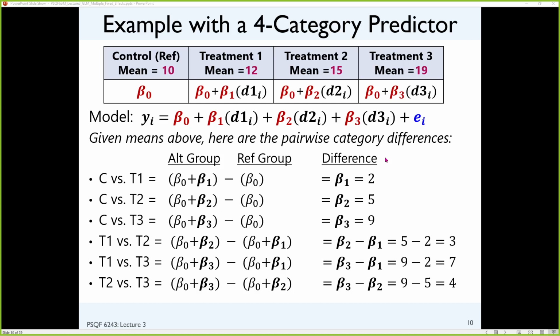So in general, as long as you have as many fixed effects as you have categories, each category will get its mean recreated exactly, and you'll be able to get differences among any of the categories that you want.